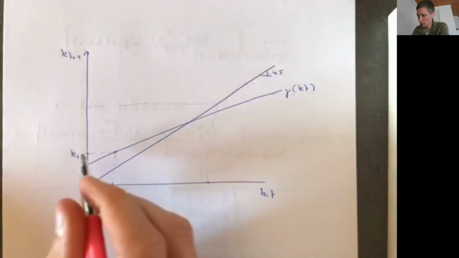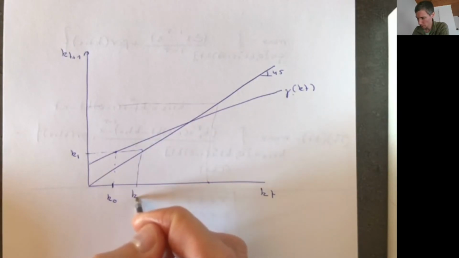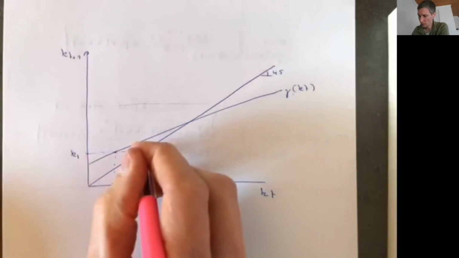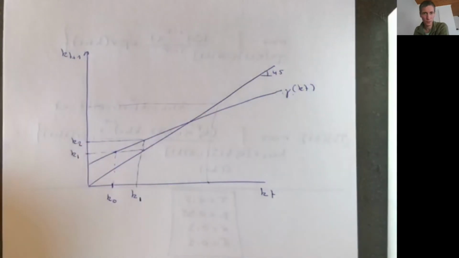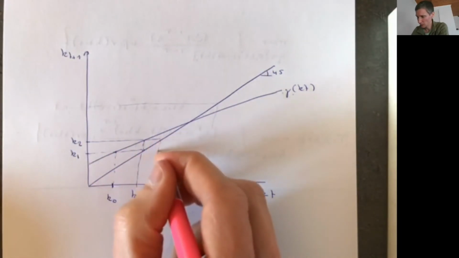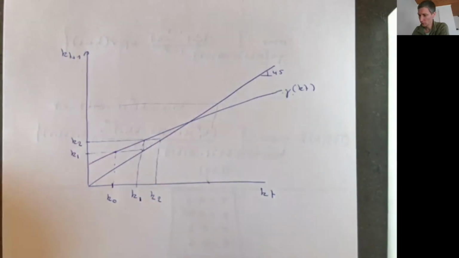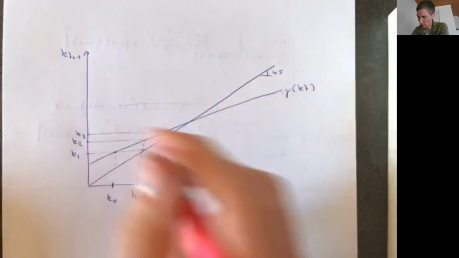Okay, and then I can use the 45-degree line to project this back to the capital stock today, and then can use this one here, this gamma, in order to get the capital stock in 2 days. I can project it back to today using the 45-degree line, and so on. Okay, this is k3 and so on, right?